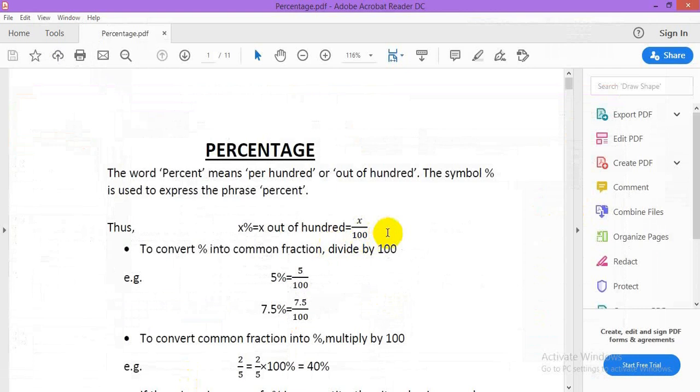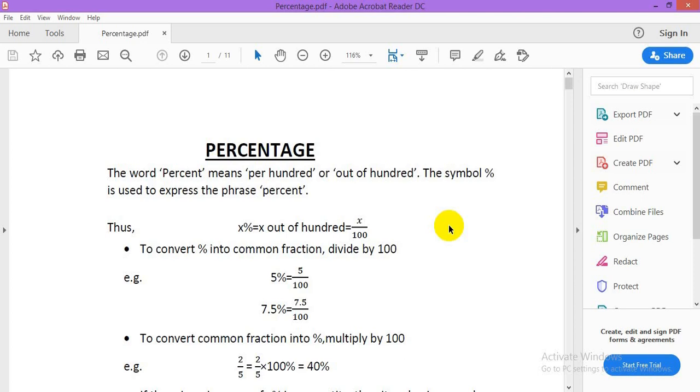What is percentage? The word percent means per hundred or out of hundred. The symbol % is used to express the phrase percent. Thus, x percent is equal to x out of 100, which is equal to x by 100 in fraction.